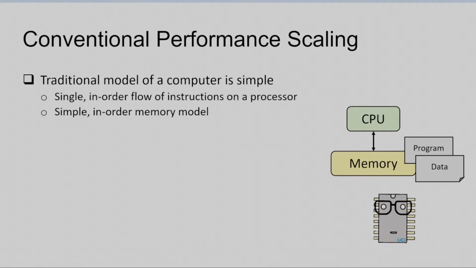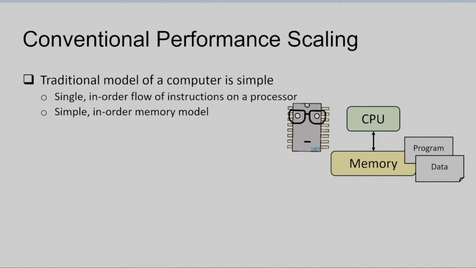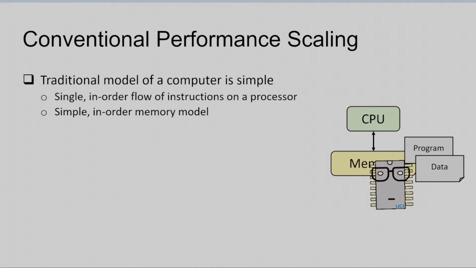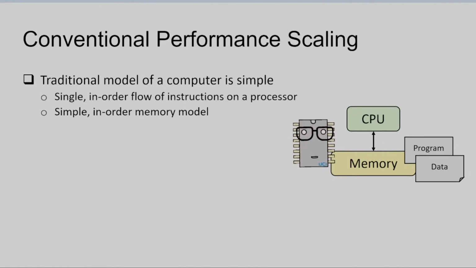In the olden days, with conventional performance scaling of computers, the traditional model of a computer used to be very simple. We have a CPU, we have a memory connected to it. Program and data are both sitting on the memory, and the CPU just talks to the memory doing computation. It reads program from the memory, reads data from the memory, does some computations, writes back some data to the memory. From the CPU point of view, a program is a single in-order flow of instructions on a processor. Nothing special, just one program counter moving forward.